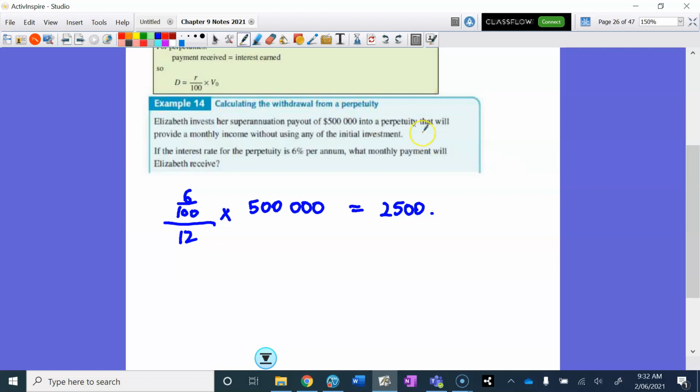Okay, so you're looking for the word perpetuity, something that says maybe indefinite, the words in there that you're looking for, meaning that the investment is never going to be touched, the principal's never going to be touched, only the interest gets taken away.